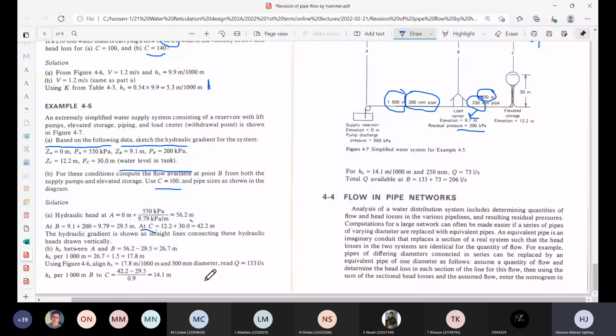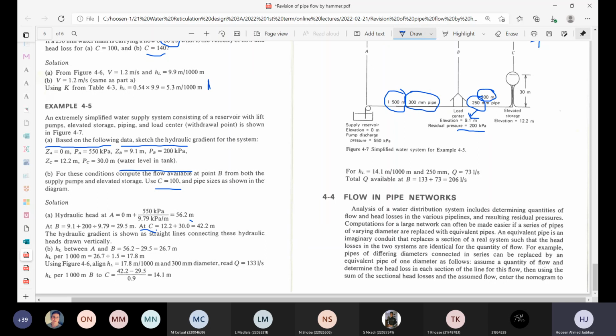This is some information for you. In next week's lecture, we will proceed to use the Hazen-Williams equation directly. I'll show you how we can solve the same problem just by using the equations themselves and come to the same answers also. So from next week onwards, we will not use the nomograph.